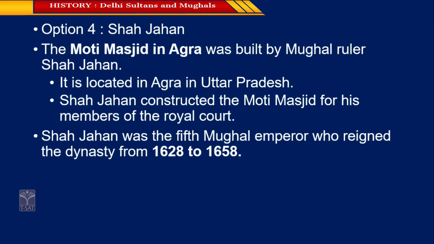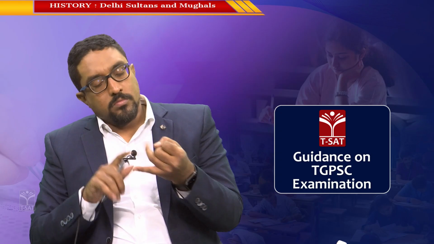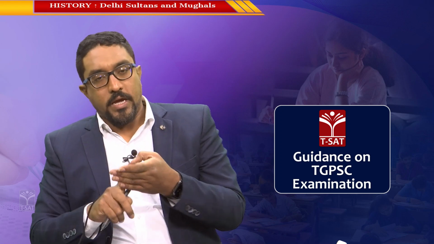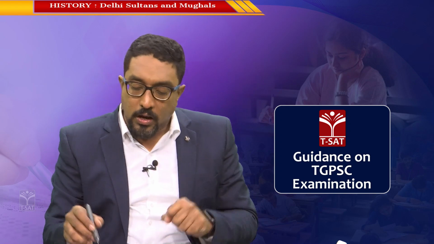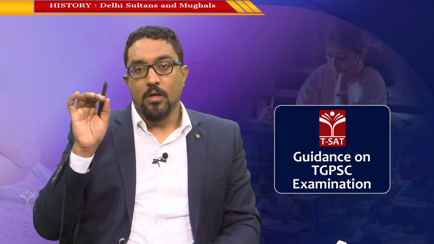With which Mughal ruler is the Moti Masjid of Agra associated? Aurangzeb, Akbar, Humayun, Shah Jahan? There are a few Moti Masjids, but in the options, the Moti Masjid of Agra is associated with Shah Jahan. Shah Jahan was the son of Jahangir: Babar, Humayun, Akbar, Jahangir, Shah Jahan. So he was the fifth Mughal emperor, who ruled from 1628 to 1658. Agra's Moti Masjid is located in UP. He constructed the Moti Masjid.